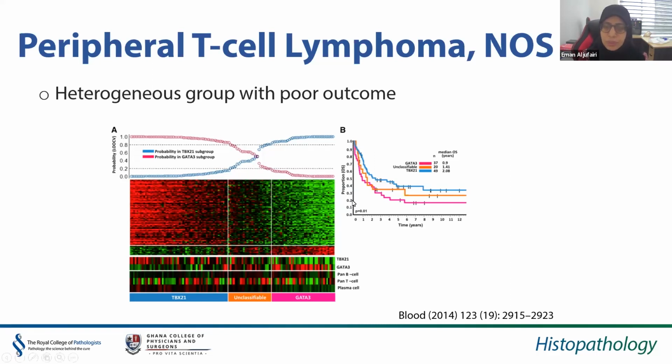So for T cell lymphoma, when we did the gene expression profile, we found that there are 2 groups. One we're calling the GATA3 group and the other the TBX21 group. And you can see for the median overall survival, the GATA3 will do worse, while the TBX21 will do better. So we're trying to make more unified groups, with better prediction of the outcome. However, because this is gene expression profile, it's not easily available. Most people will not have access to it.